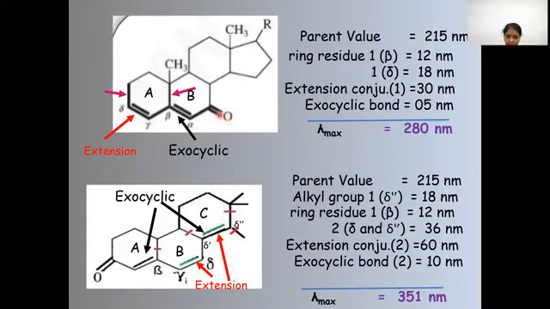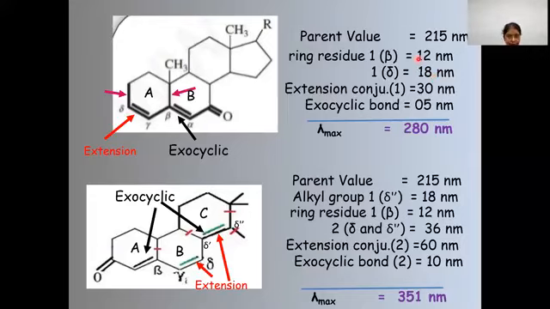Search the parent molecule. This is the carbonyl group, alpha, beta. This is your parent molecule. After that, this double bond is in conjugation. So, parent value is 215 nanometer. At alpha position, there is no alkyl group or any other group present. At beta position, one ring residue is present. Gamma, delta. One ring residue is present on the delta position. For delta position, increment is 18 nanometer.